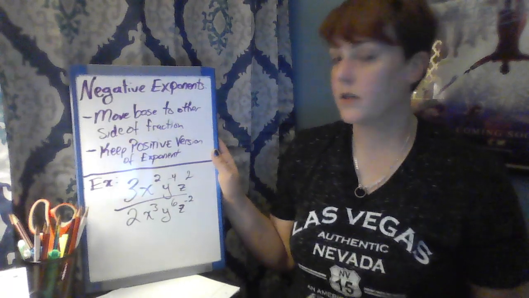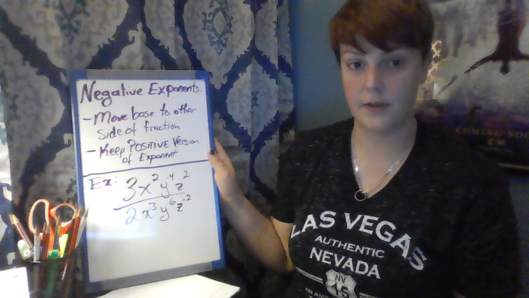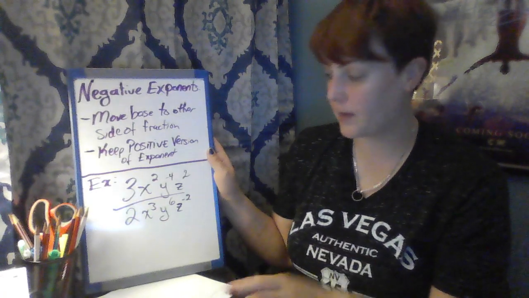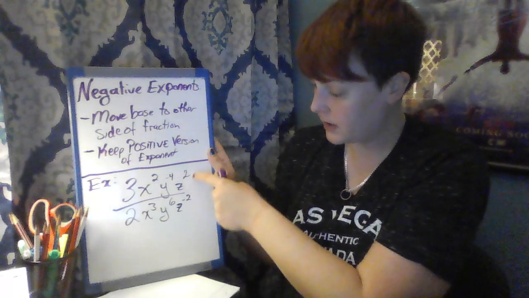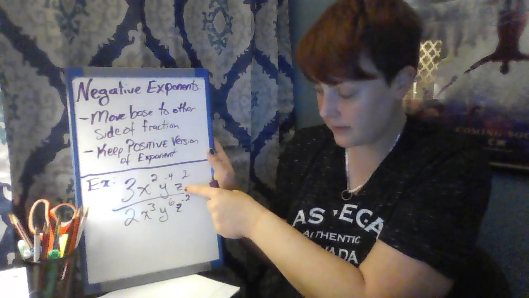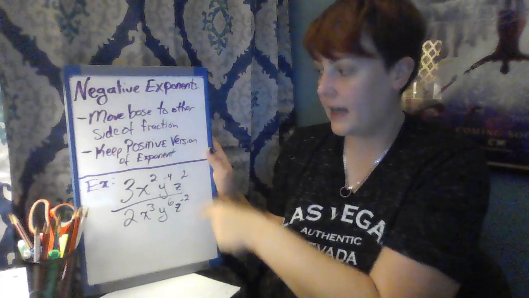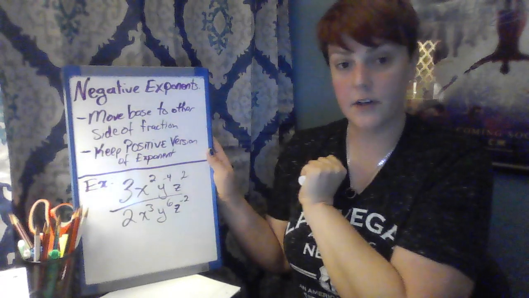Okay, so when we're working with negative exponents, we need to move the base to the other side of the fraction. Remember, the base of an exponential term there is like the z squared. So we would move that to the other side and then keep the positive version of the exponent.